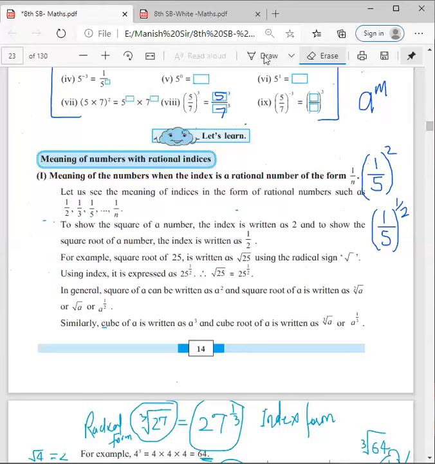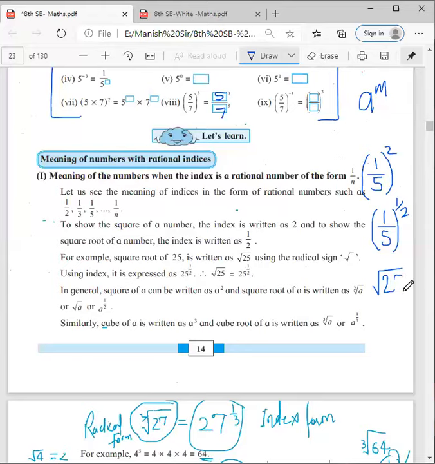Next to that, what they have written, just try to understand. With the help of an example, they have explained the square root of 25. See this, the square root of 25 is written in this way. They have created such a symbol, and inside that they have written 25. What is the meaning of that?